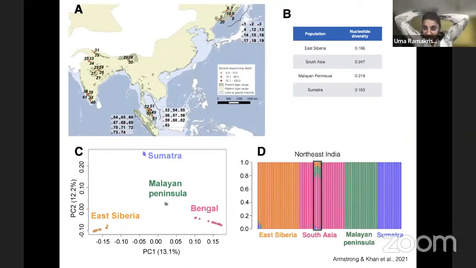So the first thing which we did, well, this is a recent study, but we tried to do this many years ago, was to actually look at range-wide genetic variation of tigers using genomes to ask which populations of tigers actually have high genetic variation or not, and what can we understand about them. So this study was something which I'd been wanting to do for a very long time.